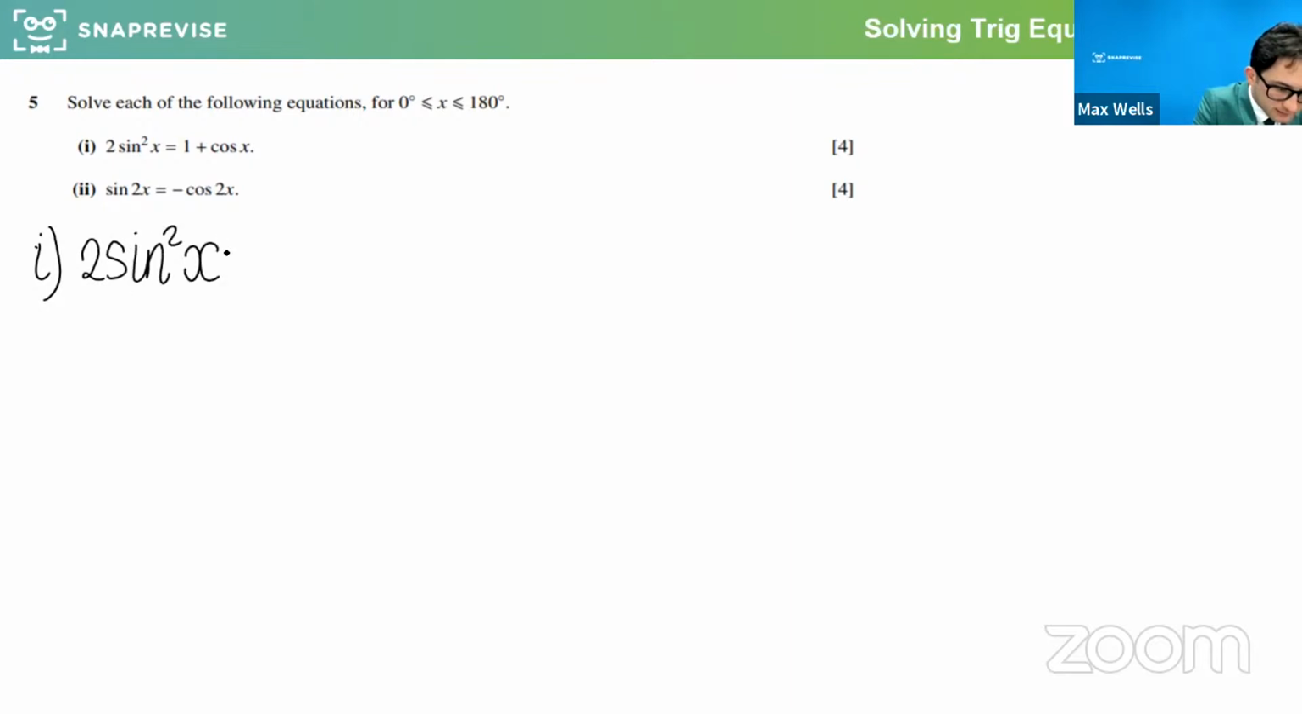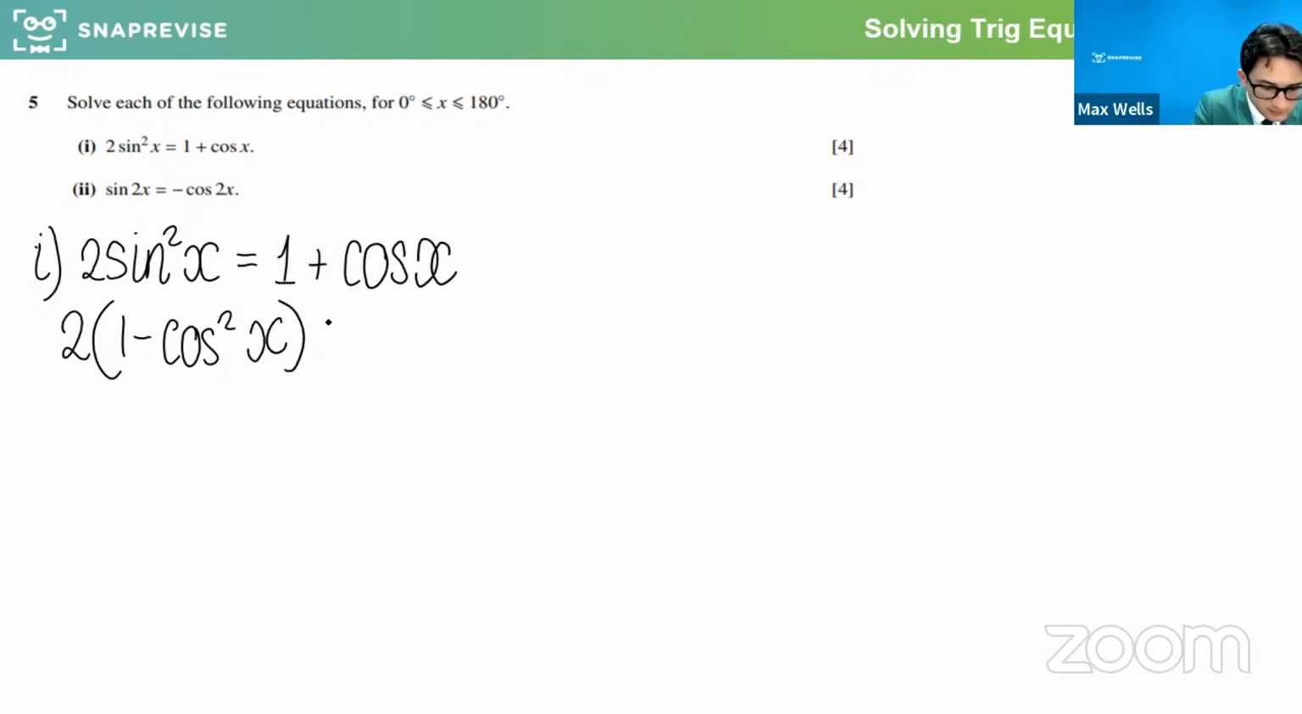2 sine squared x is equal to 1 plus cos x. I'm going to need to change something to get it all into one function. So I would suggest, think about your identities. What could we change here? Well, we know that sine squared plus cos squared is 1. So 1 minus cos squared is sine squared. So I can replace sine squared with 1 minus cos squared x. Brilliant. And then it's all in terms of one thing.